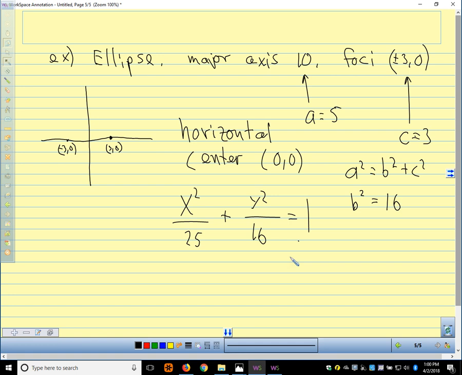So this is kind of like what you're going to do for your conics project to come up with your equations. You'll know where your center is for your ellipse. You know where the vertices are, and use that information to come up with your equation.